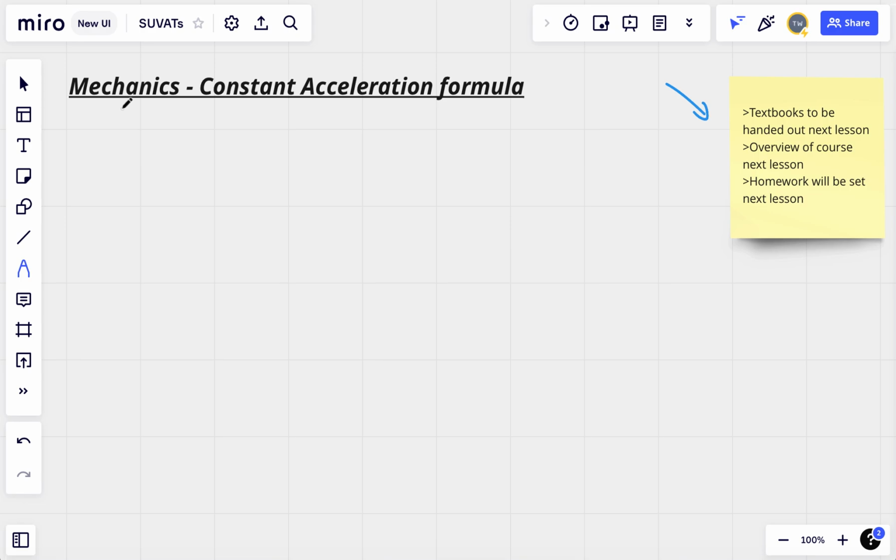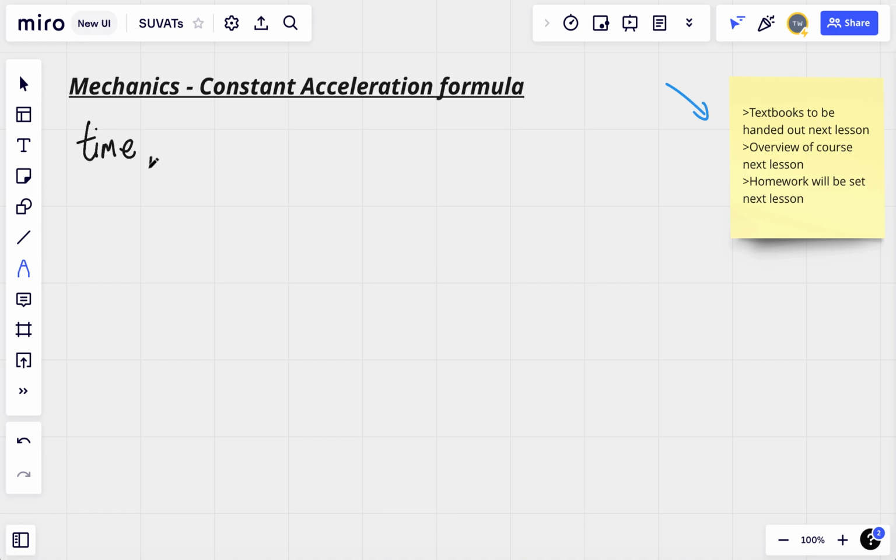So I thought for today what I'll do is introduce you to one of the first important concepts we're going to look at in the mechanics course, which is the constant acceleration formula. And I thought what I'd do is go through this by defining some things we're going to be seeing a lot and understanding what they are so that we can use them effectively. So the first thing is time.